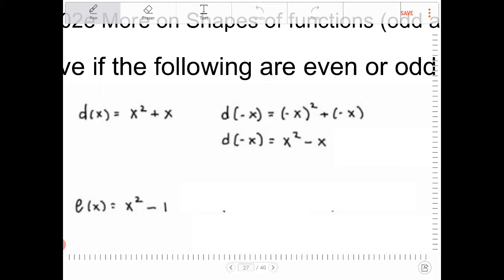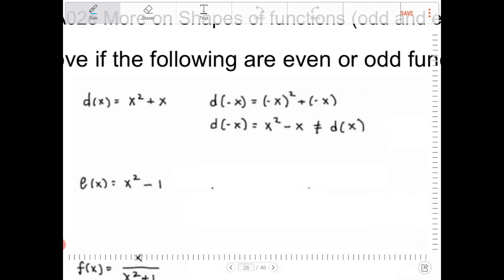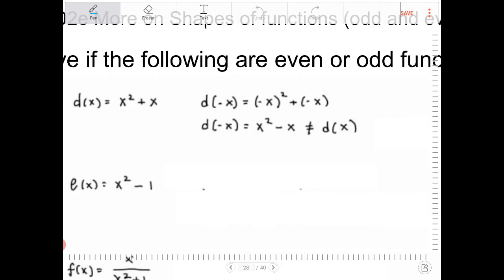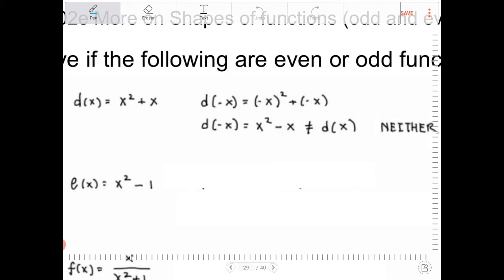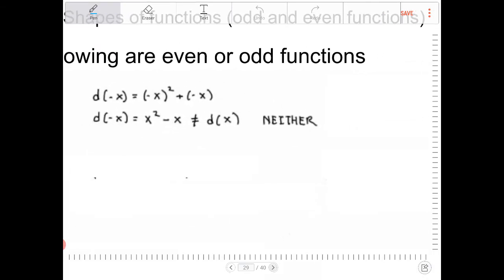Is this in any way related to the original? Is d of negative x the negation of d of x, or is it exactly like d of x? It's actually neither. So because of this, this will have no line symmetry over the y-axis, and it will have no point symmetry over the origin. However, recognizing that this is a quadratic equation, it does have line symmetry, just not over the y-axis. Because of this, we still call this neither.